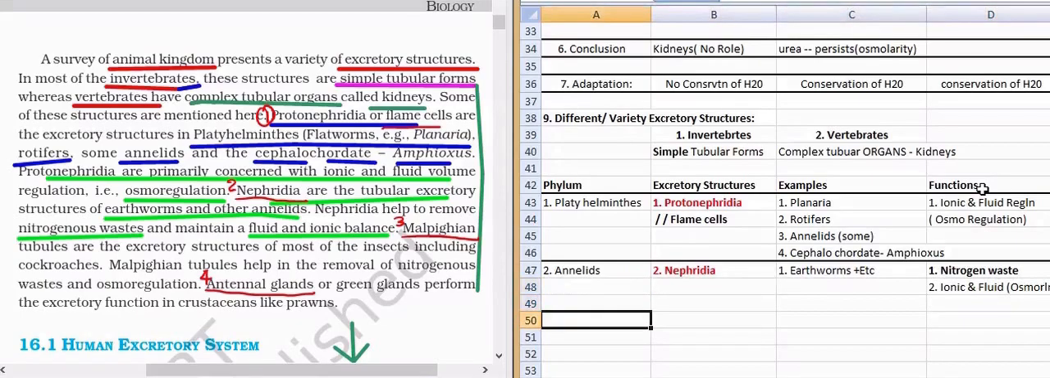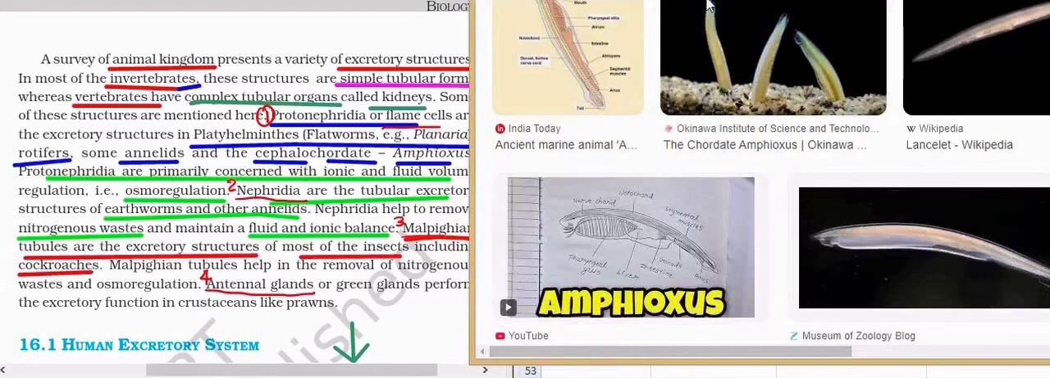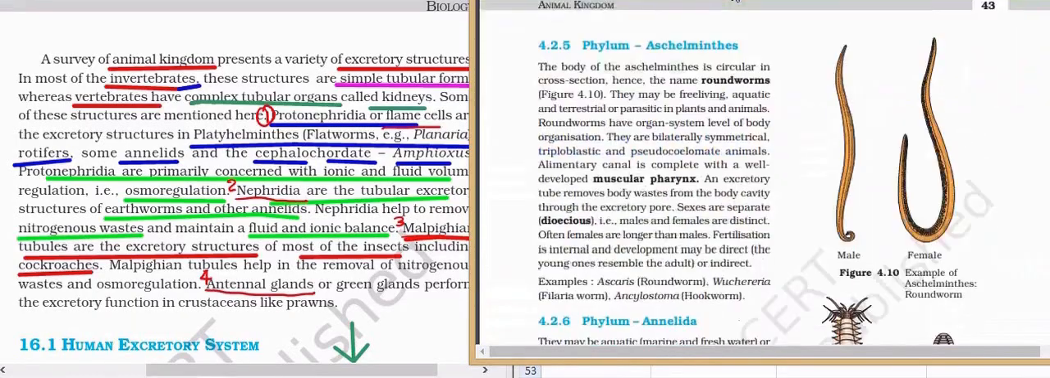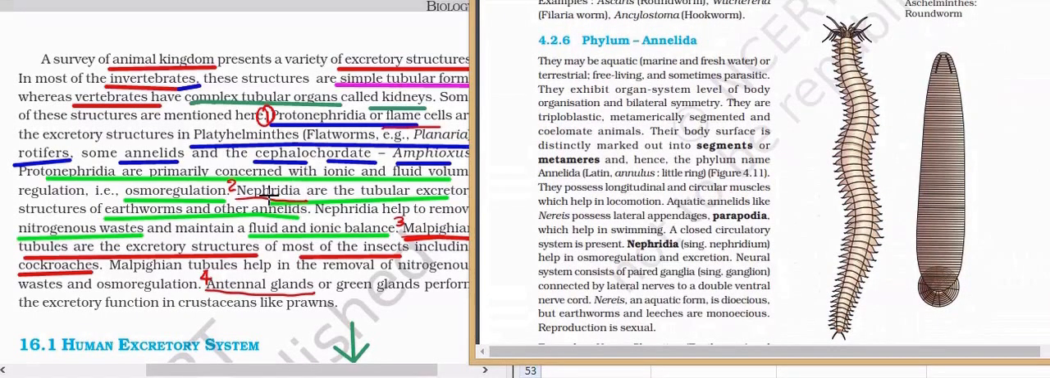Next, the third one. The third is saying about the Malpighian tubules, which are the excretory structures of most insects, including cockroaches. This planaria is completed, and the second one is annelids. In annelids we mention nephridia. So nephridia are in annelids, earthworms, and not only earthworm, also leech. That's why I said etc. In all these cases, nephridia will be there.